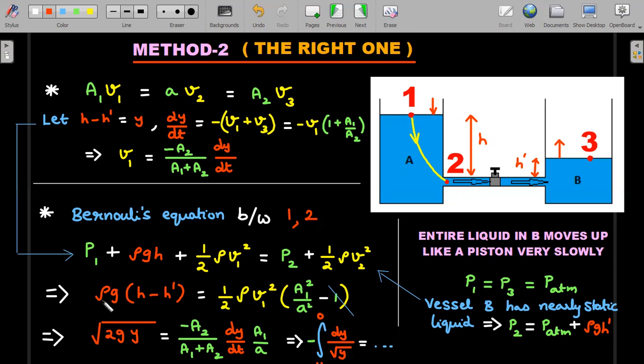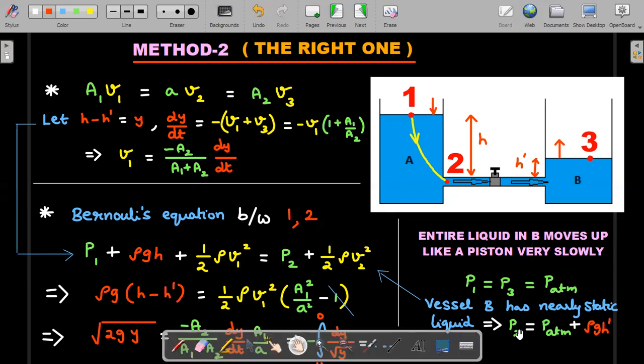So rho gets cancelled on both sides. This is root 2 gy. There's a minus sign here because this is a minus dy by dt for V1, and as on the square root, you end up getting all these terms. And when you do the integration, you can take care of the calculation.